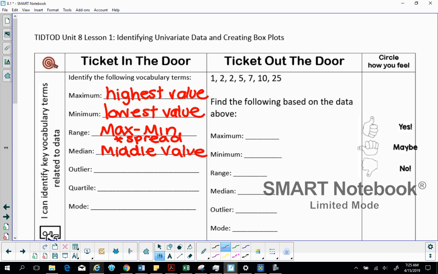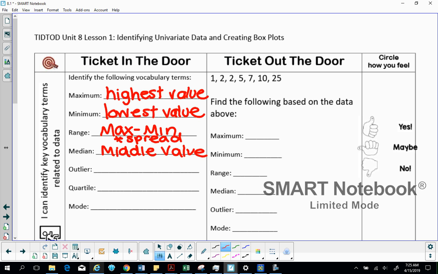Jaslyn, what's the outlier? If I said that somebody's like an outlier, what would that mean? Anyone know what the word outlier means? It's on the sides, yeah. It's either really small or really big. It's a value that's way bigger or way smaller than the other values.